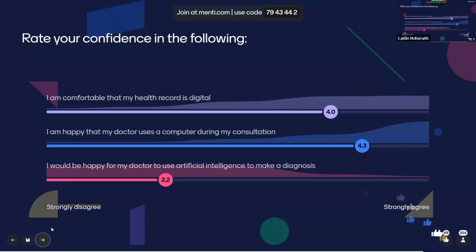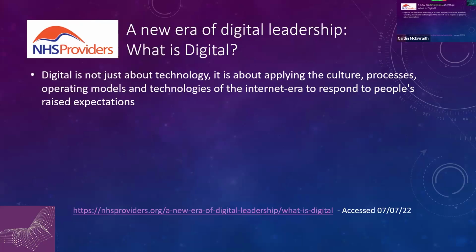I'll leave that to continue to collect the votes and go back to the talk. What we're going to see is that digital is going to become more and more important in healthcare over the next probably 5 years. It's important now in my perspective, but I work in that area, but it is going to become increasingly important.